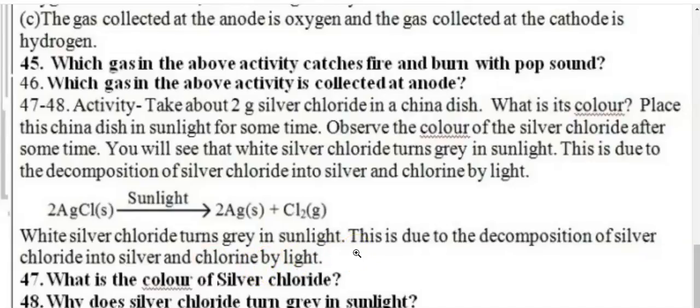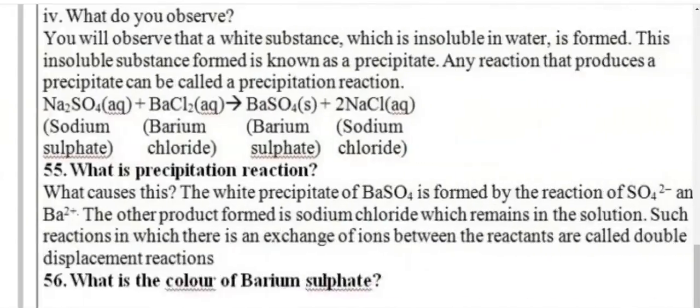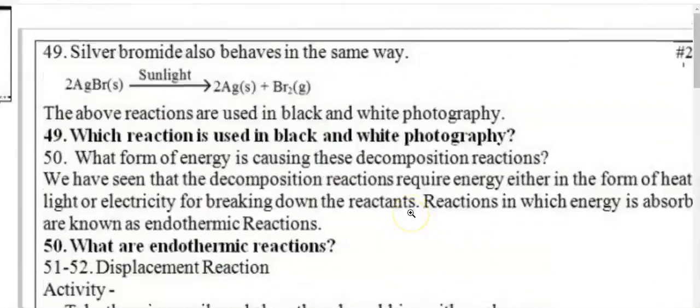So the first important question here is: what is the color of silver chloride? Silver chloride is, yes, any guess, white in color. Why does silver chloride turn grey in sunlight? As we have just discussed, it decomposes into silver and chlorine by light. Then we move to our next part.